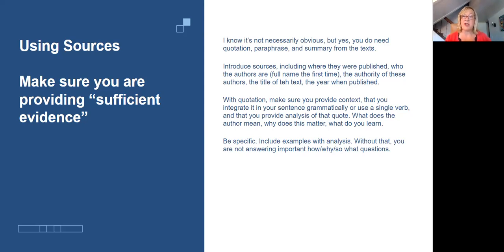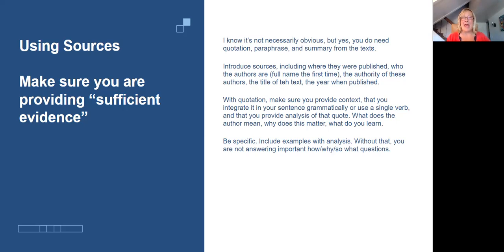When you use quotations, make sure you provide context, that you integrate it in your sentence grammatically, or use a single verb, that you provide analysis of that quote. We've done this work in class. You know how to do this. Yes, I know it's time consuming, but this is college.